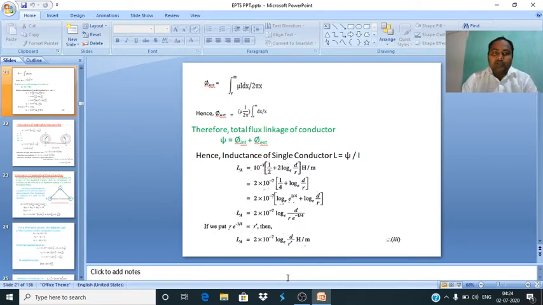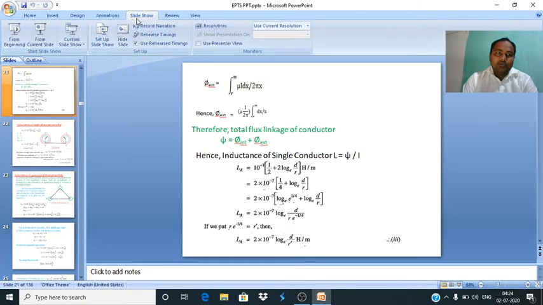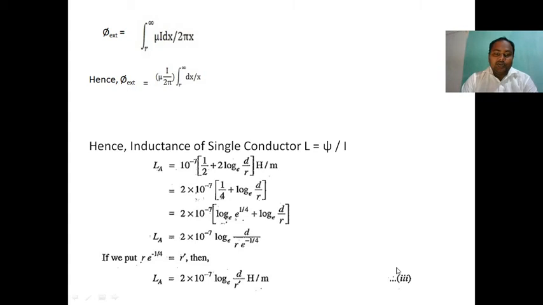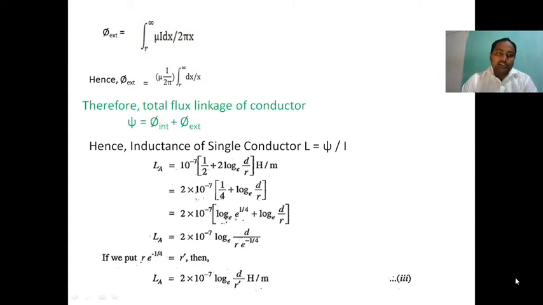In the previous session we learned about the inductance of a single conductor. So, what is the inductance of a single conductor? The total flux linkage is equal to the internal flux linkage plus the external flux linkage.